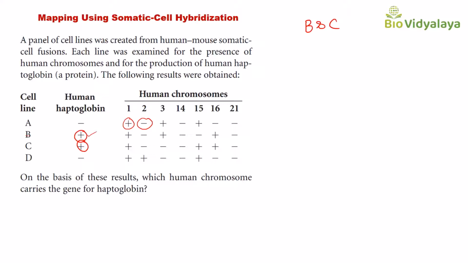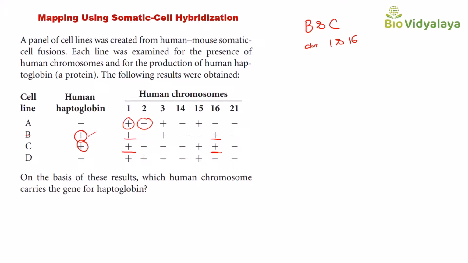Next, we have to determine the chromosomes that are common in B and C. So here we can say chromosome 1 and 16 are common in both cell line B and C. Here two chromosomes are common in B and C.